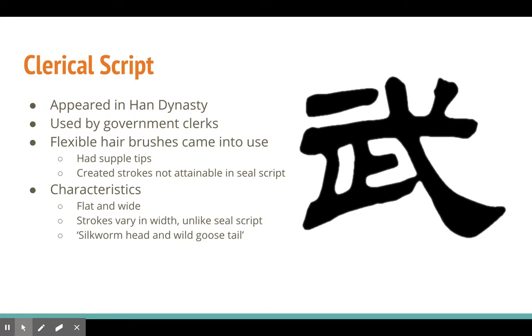Next is clerical script, which appeared during the Han Dynasty and was primarily used by government clerks. Clerical script became a popular script because of the development of flexible hair brushes, which had supple tips and thus created strokes that were not attainable in seal script. Characteristics include flat and wide, strokes that vary in width, unlike seal script, and silkworm head and wild goose tail strokes, which are used in most characters.